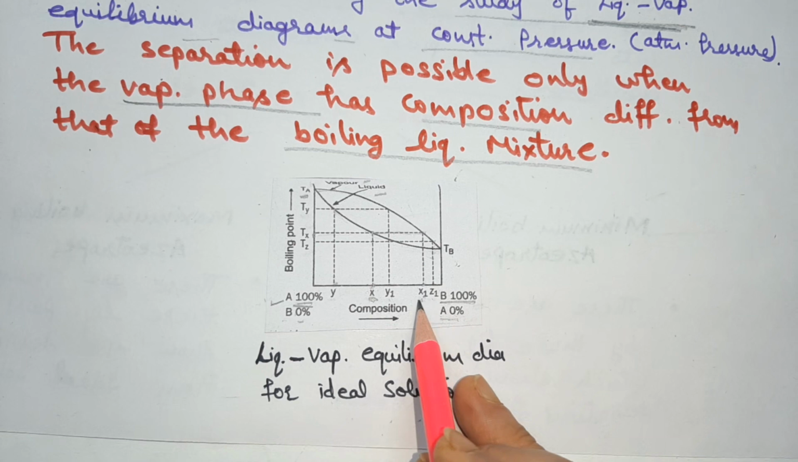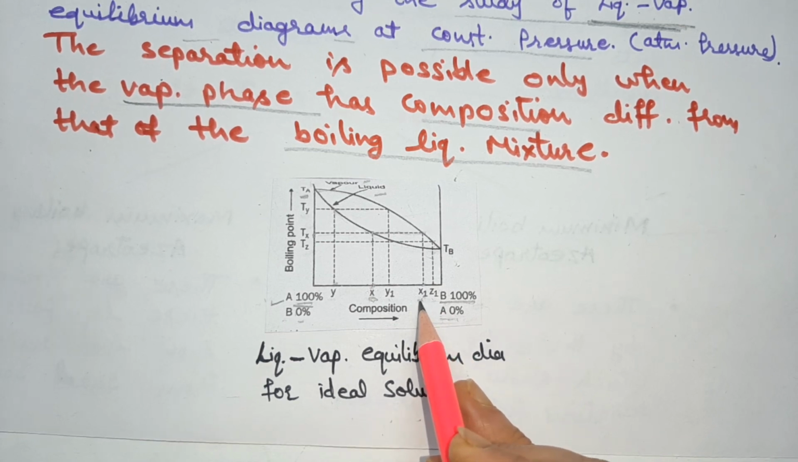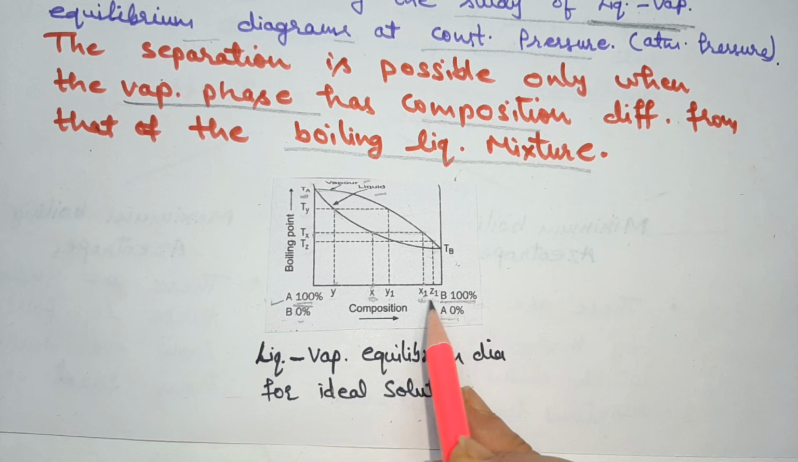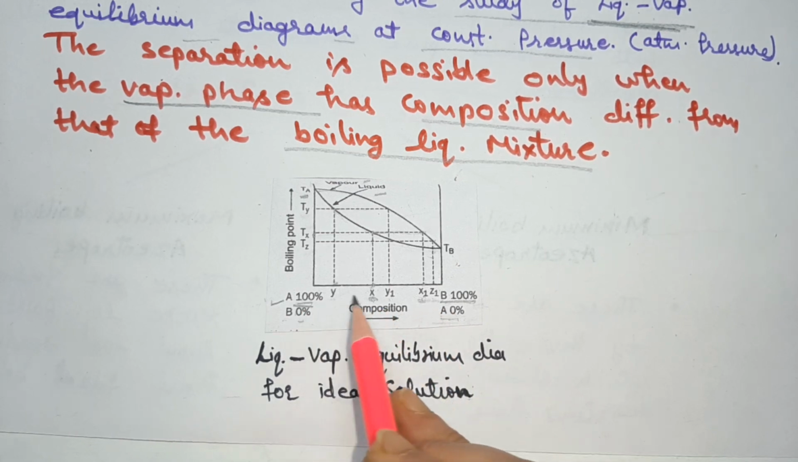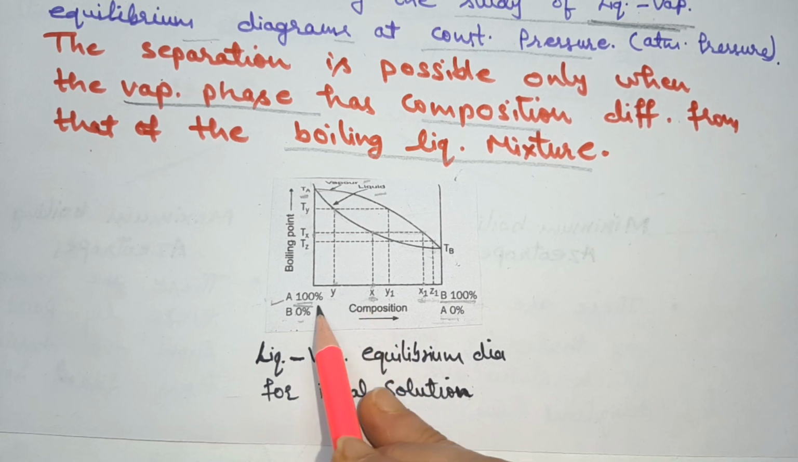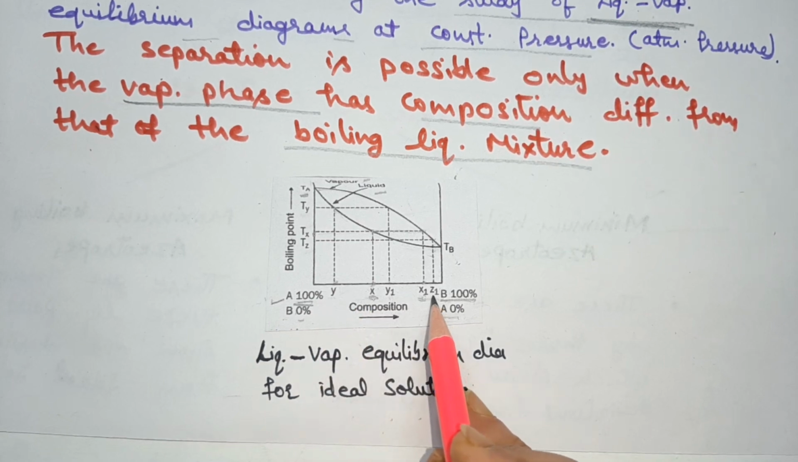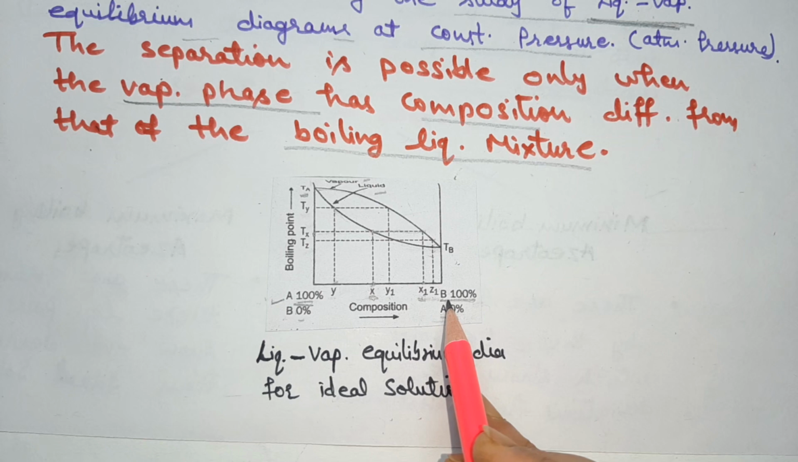So x1 is more towards the B side, which means the B component is more in the vapor phase. So the composition of the residual liquid will be richer in A as X is more towards the A side, and the vapor phase will be richer in the B component.